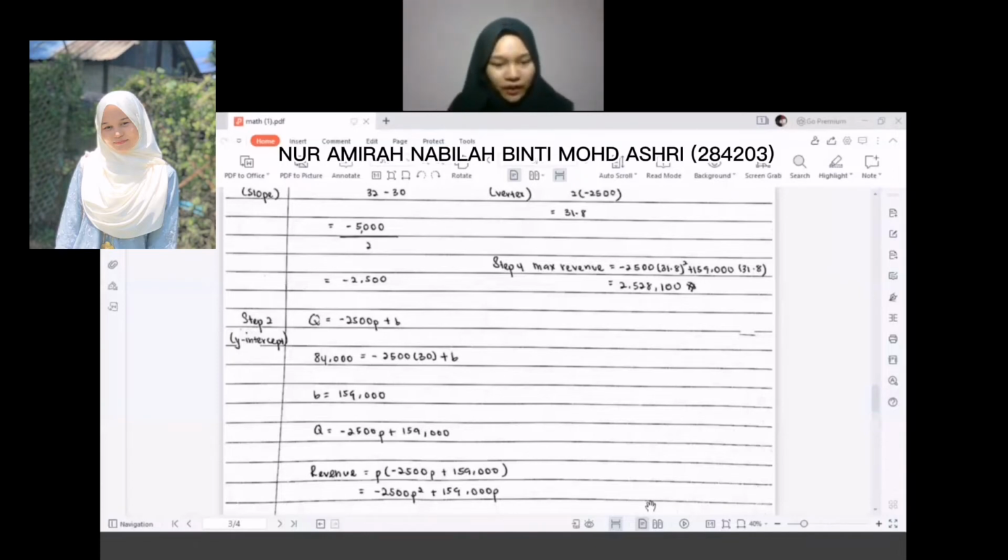P times Q. So now we get the revenue, which equals P times (negative 2,500 times P plus 159,000). So we get negative 2,500 times P to the power of 2 plus 159,000 times P.